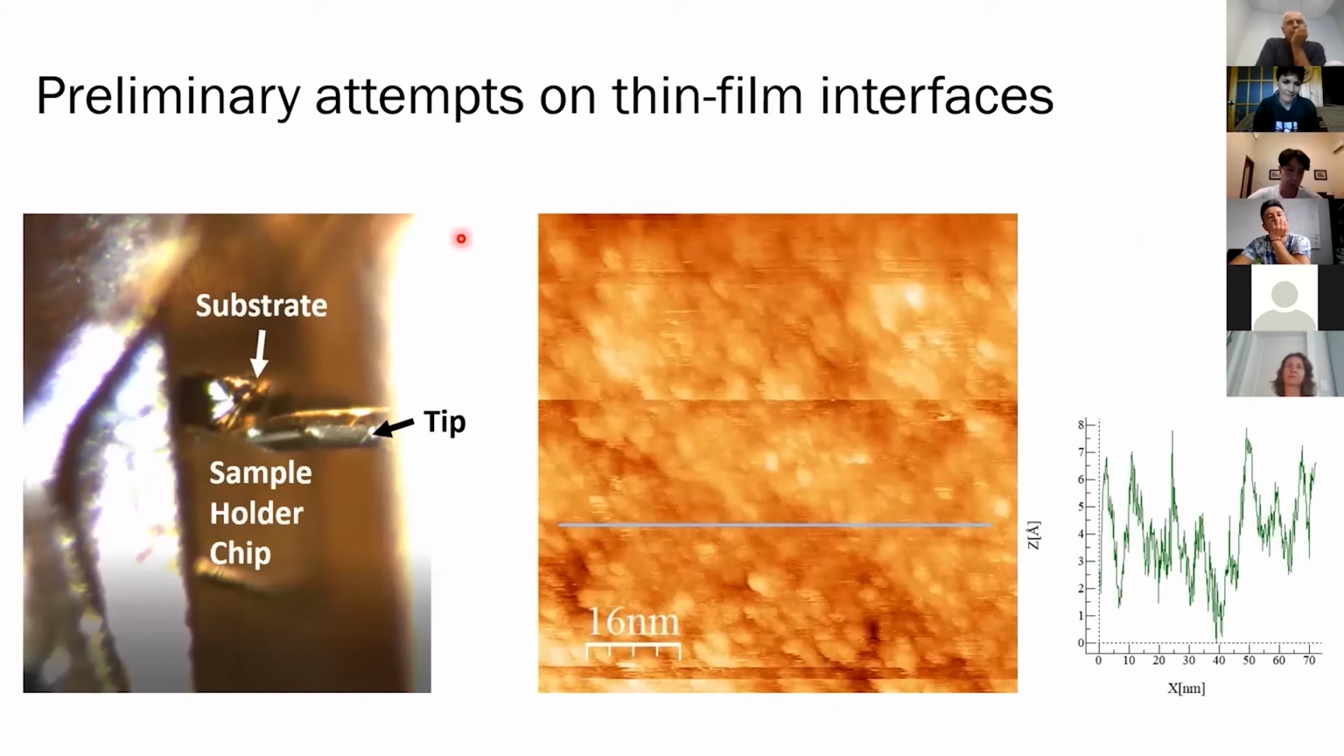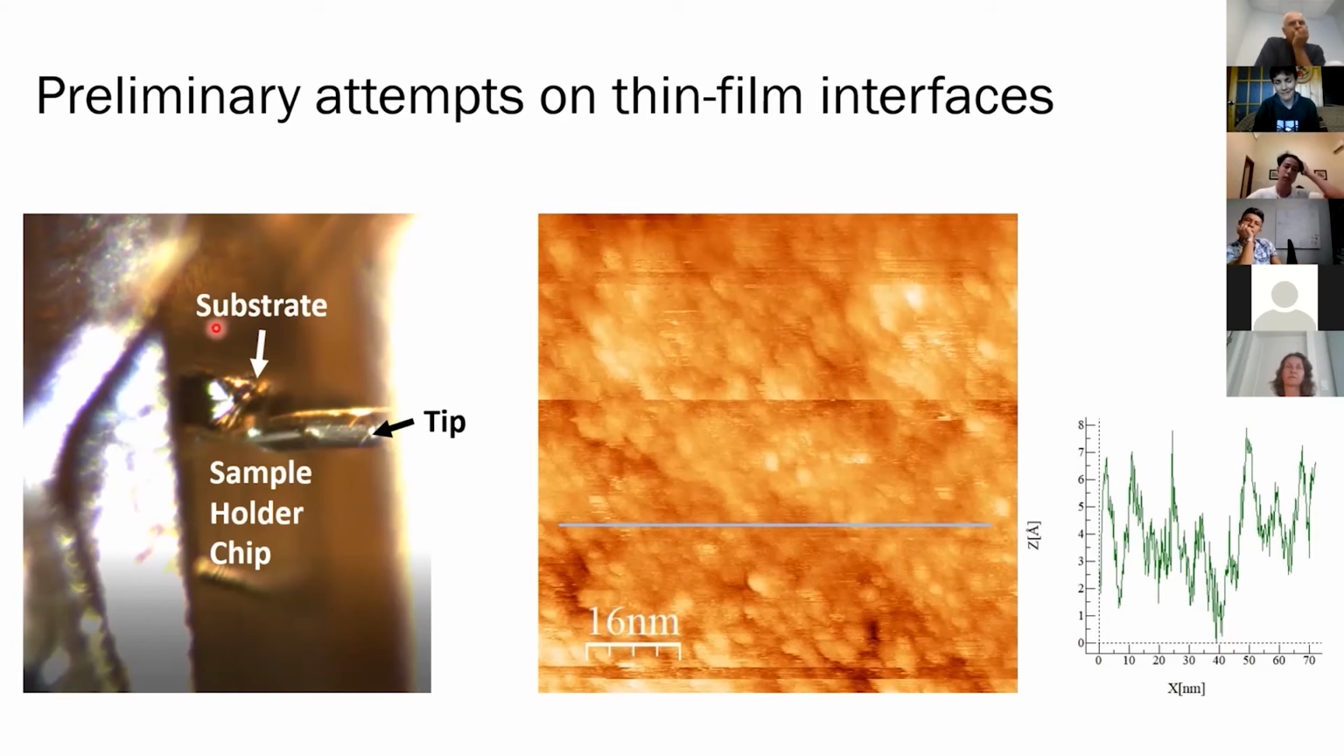So without further ado, we just had Ko's group grow a thin film sample. In fact, actually Dante grew the sample, so thanks to Dante. We had them grow a 35 nanometer thin film sample on top of a germanium substrate that was previously cut by the wire saw. And then we cleaved it in situ and tried to image the interface.